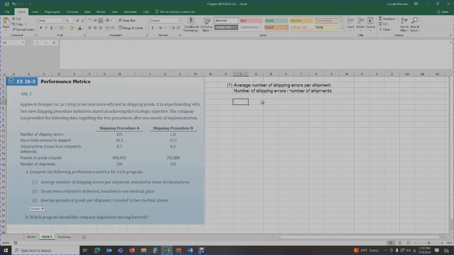Okay. So the number of shipping errors that we have, so we have to figure out the average number of shipping errors per shipment. Well, how do we do that? How many shipping errors do we have, according to the problem? And let me label them because we have to do it for both. We have to do it for procedure A, and then we're going to do procedure B.